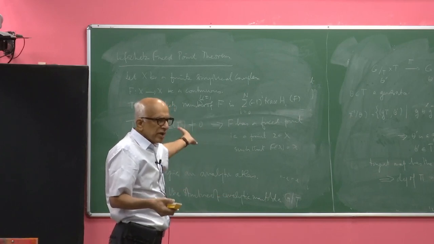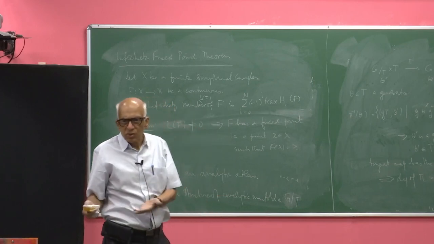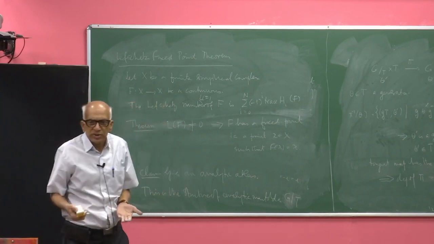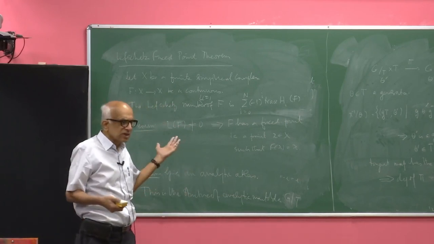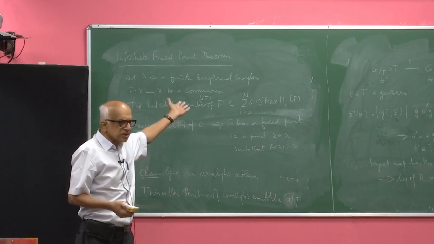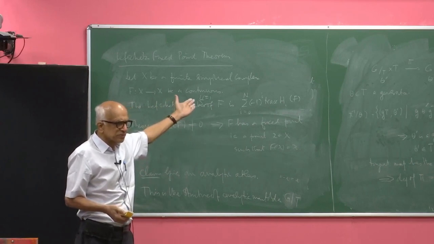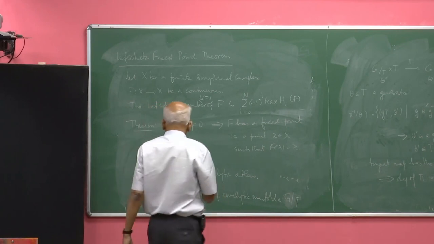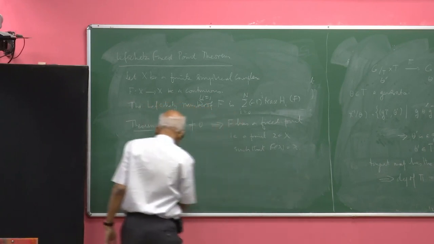The Lefschetz number of any map is non-zero. So any map has a fixed point on the disk. So the Brouwer fixed point theorem is a special case of the Lefschetz fixed point theorem. Anyway, that must really be treated as an aside.